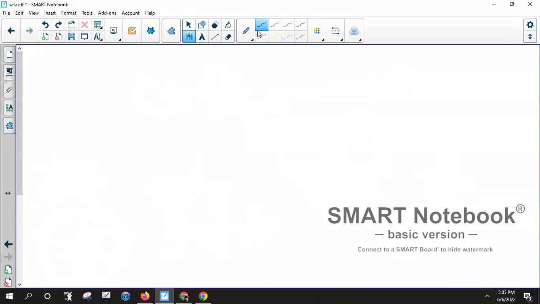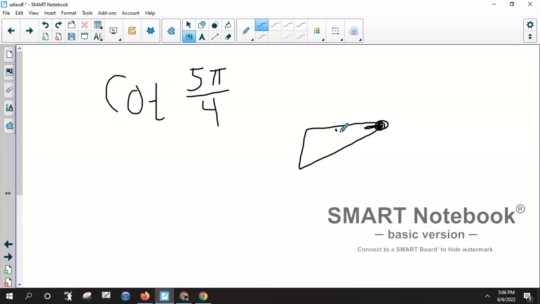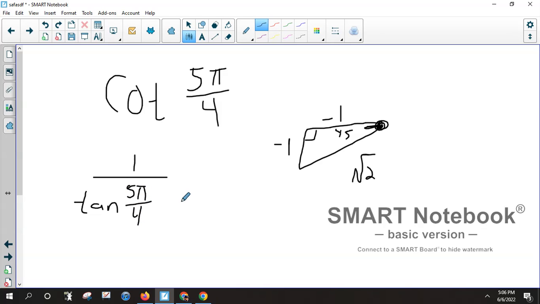Let me do one with a 45. Let's say cotangent of 5 pi over 4. Numerator is 1 higher than the denominator. Puts us in the third quadrant. Because this is a 45, 45, 90, and we're in the third quadrant, they're both negative, and they're both the same value. Here's the hypotenuse, square root of 2. Cotangent is the reciprocal of tangent. Tangent of 5 pi over 4 is opposite over adjacent. Reciprocal, it's 1.